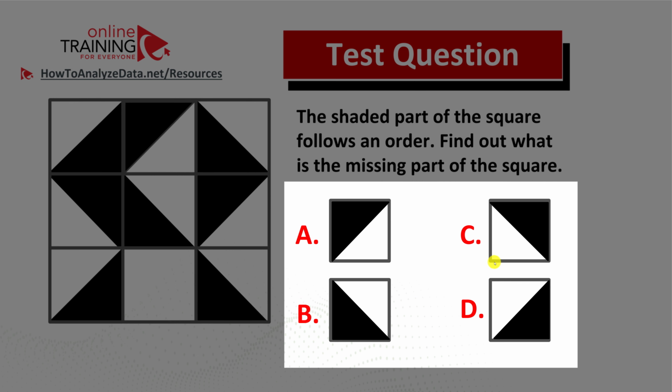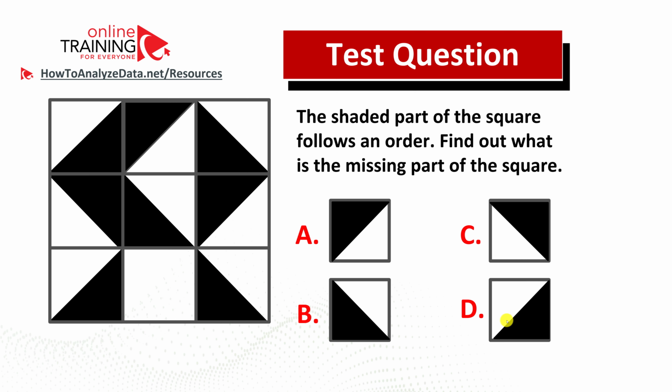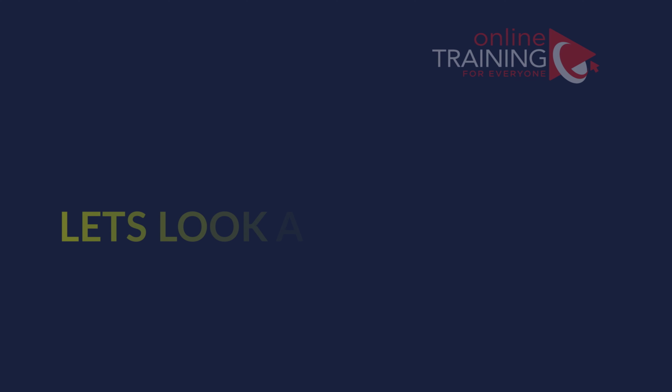You need to pick a replacement square out of 4 possible choices: Choice A, B, C, and D. Do you think you know the answer? Now might be a good time to pause the video to see if you can come up with the solution on your own.